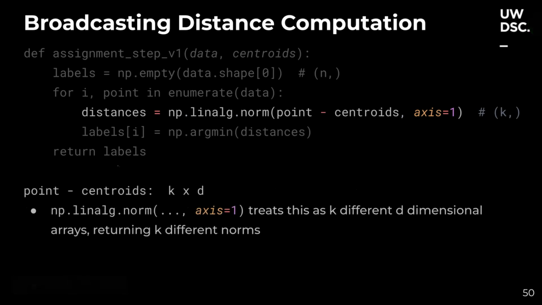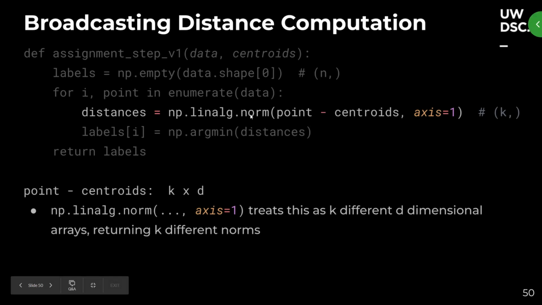So now when we do point minus centroids, we have a k by 3 array where each row of this array is the difference between the point and the centroid. For example, the 0th row would be the point minus the 0th centroid. The first row would be the point minus the first centroid, et cetera, et cetera.